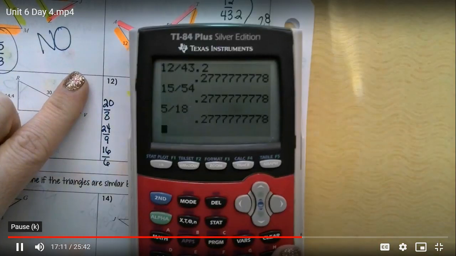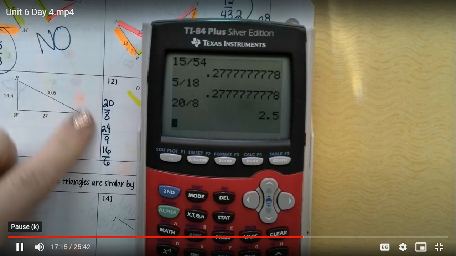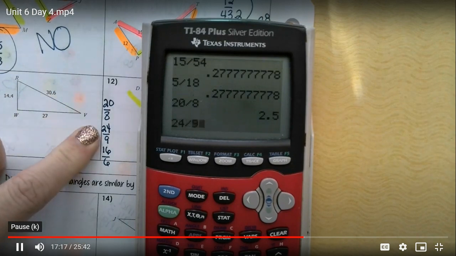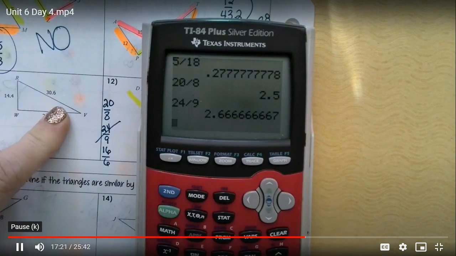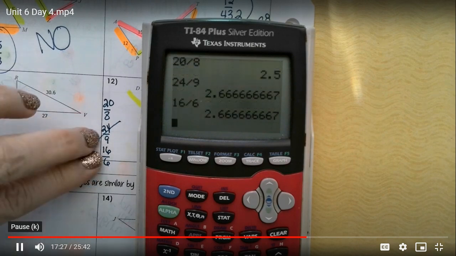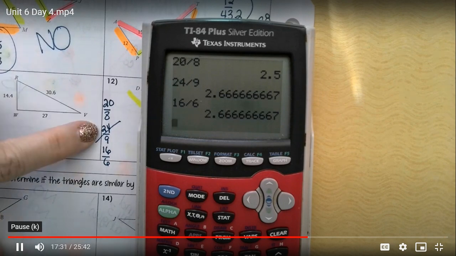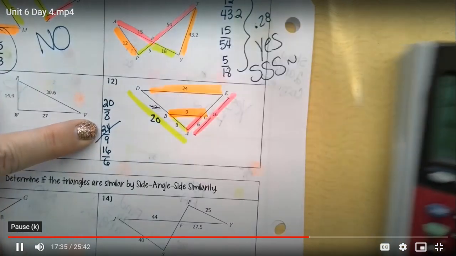Okay, let's throw that in our calculator. 20 divided by 8, 2.5. 24 divided by 9, not 2.5. That's where I stopped. I don't care what it's equal to. If you wanted to see what the 16 divided by 6 was, these two match. Those don't. I don't care which one matches and which one doesn't. This tells me that you found a mistake and it didn't match up. So I'm good with that.